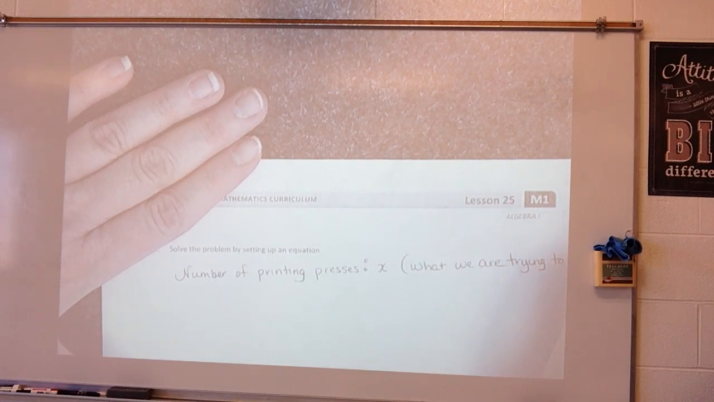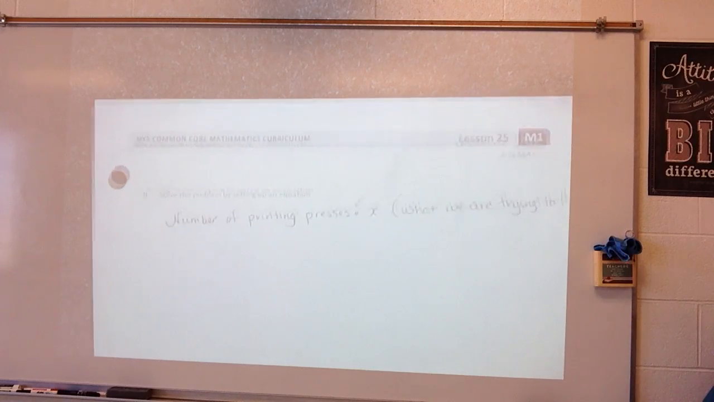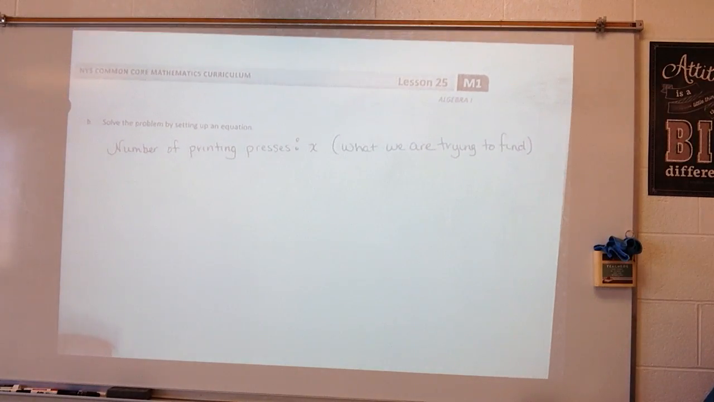We're going to let that be x. So we're going to let x represent the number of printing presses, which is what we're trying to find.